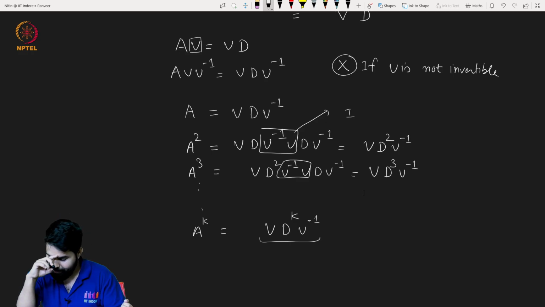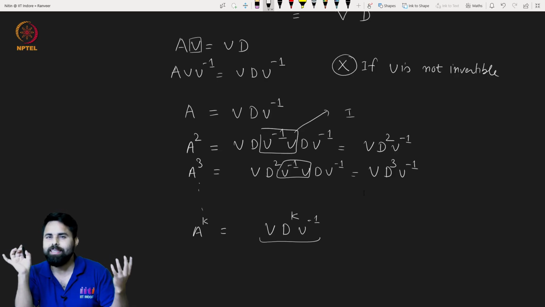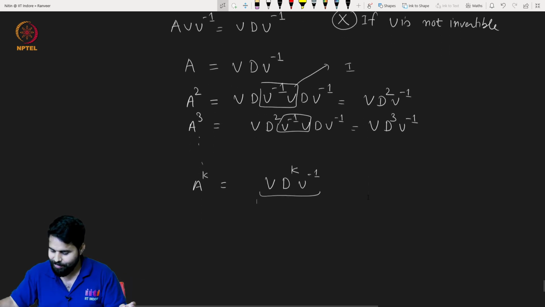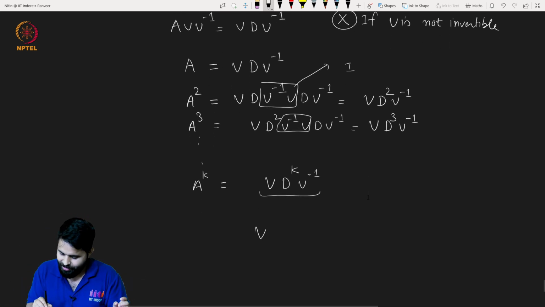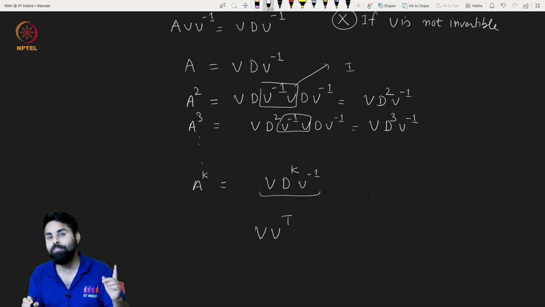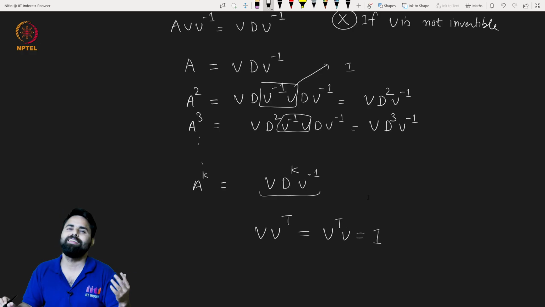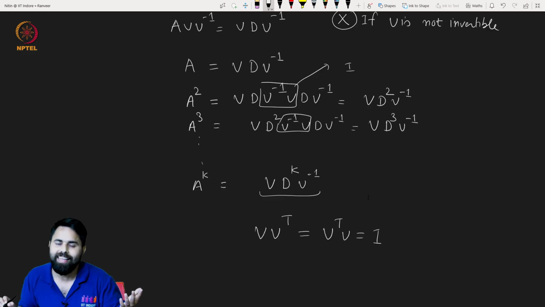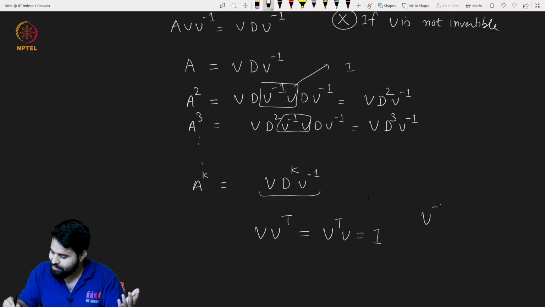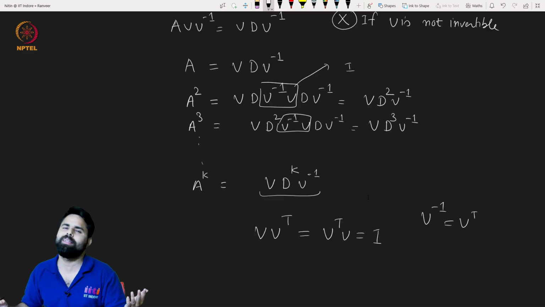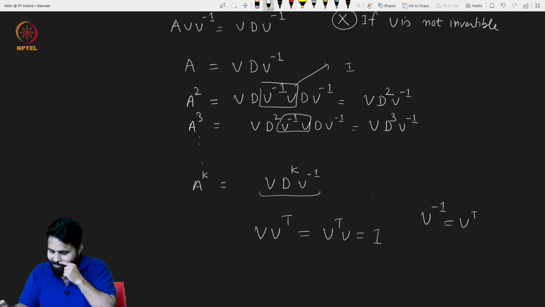Now there is something much simpler than this. Suppose this V matrix is very special, in the sense that instead of the inverse, suppose this is happening: V transpose V equals I. Then our life will be much easier, right? In that case, V inverse is nothing but V transpose. We may not even need to calculate the inverse, just the transpose will help, right?